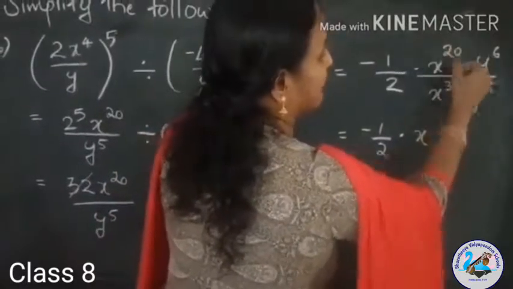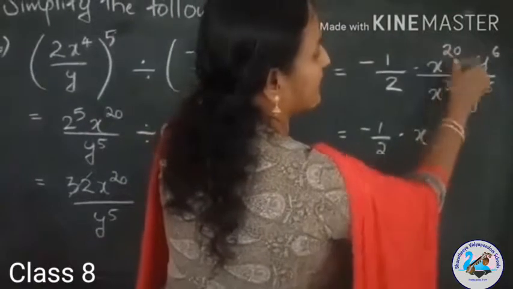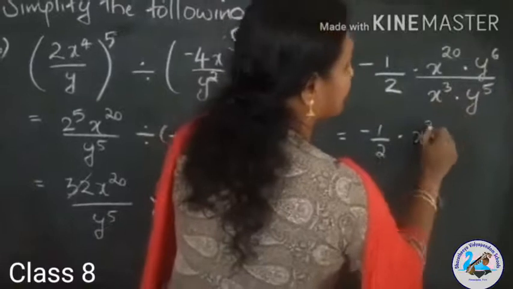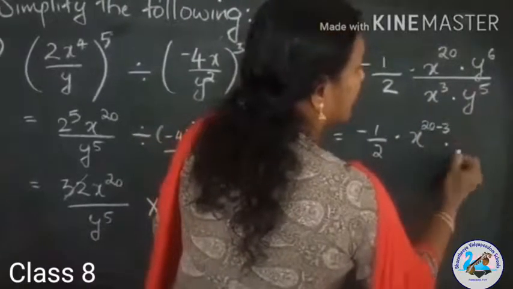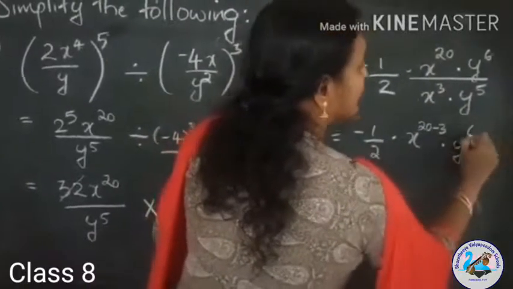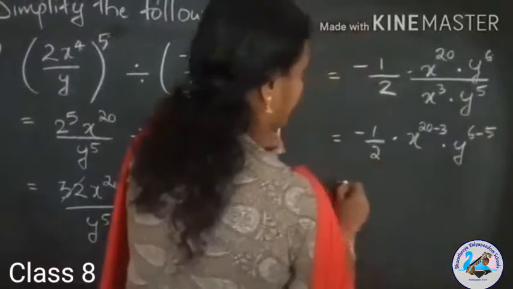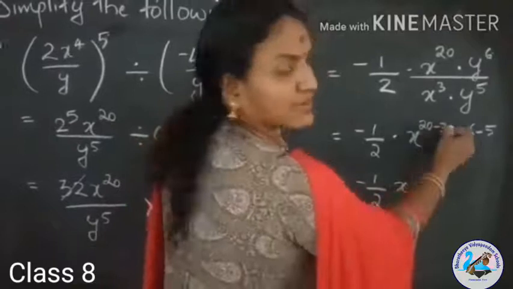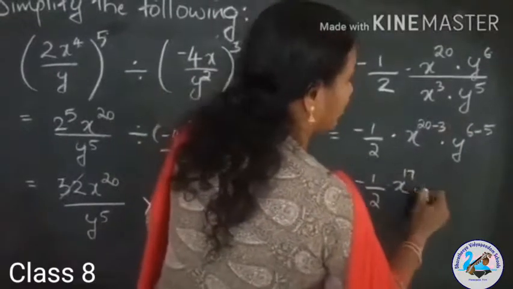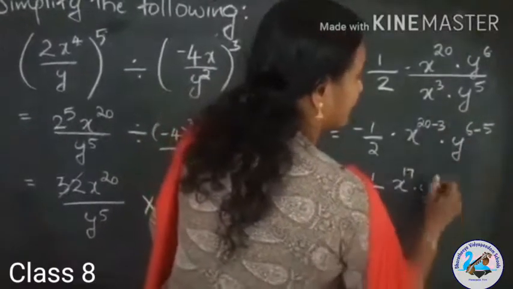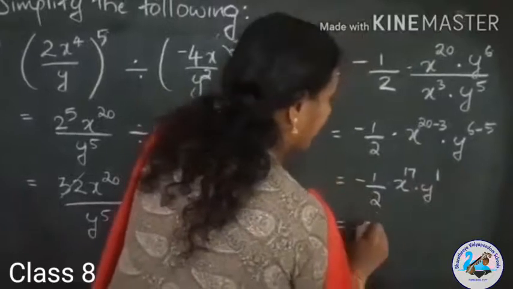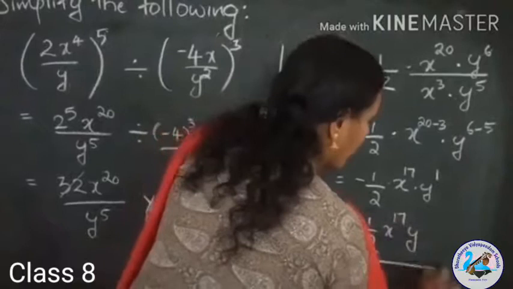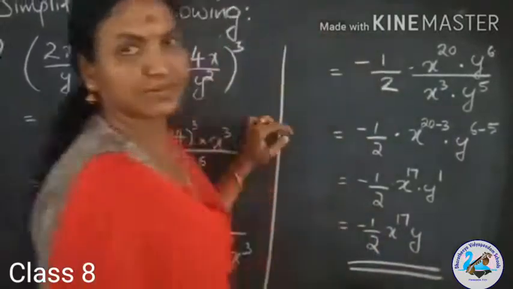here the powers are different, bases are same, so use the law of exponents: x power 20 minus 3, into y raised to 6 minus 5, is equal to minus 1 by 2 into x raised to 20 minus 3, 17, into y raised to 6 minus 5, 1, is equal to minus 1 by 2 x raised to 17 into 1. Answer.